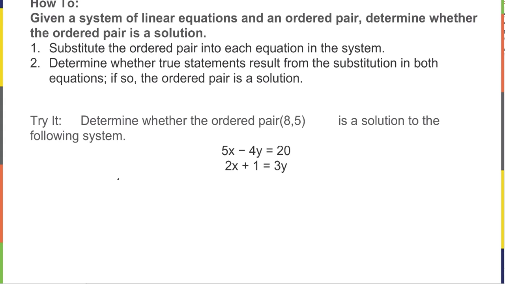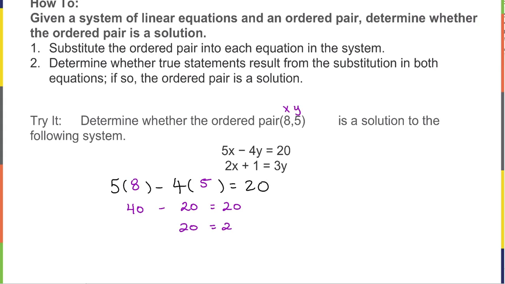So I'm going to rewrite each of the equations. So I've got 5x minus 4y equals 20. And then I have the point (8, 5) where x is 8 and y is 5. So I'm going to substitute 8 in for x and 5 in for y. 5 times 8 is 40. Minus 4 times 5 is 20. 40 minus 20 is 20. 20 equals 20. That is a true statement.